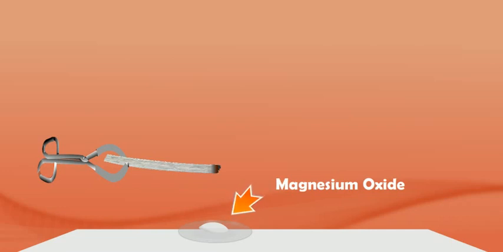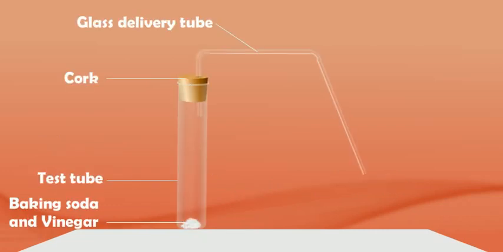We can carry out another chemical change by using the magnesium oxide ash formed by the burning of magnesium ribbon. Reaction between baking soda and vinegar. When baking soda and vinegar are mixed together, then bubbles of carbon dioxide gas are formed along with some other substances. This carbon dioxide is an entirely new substance.